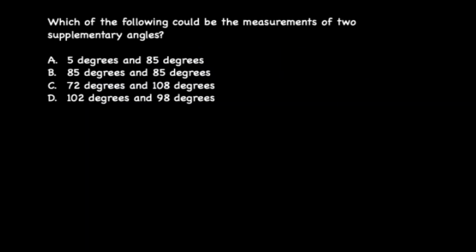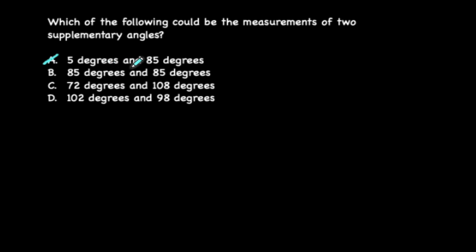And this question is asking us, which of the following could be the measurements of 2 supplementary angles? Okay, so it's not saying that it really is, but it's asking us which could be. All right, so first of all, what are the measurements for supplementary angles? Well, 180 degrees. So let's take a look at answer choice A. And I can see already that this is not the correct answer because 5 plus 85 is simply 90. And we know that 90 degrees are complementary angles.